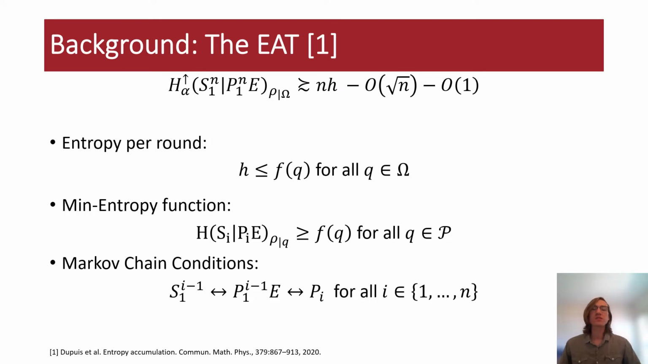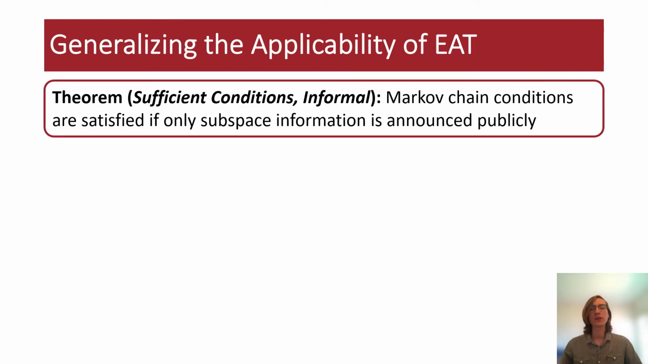And the one condition for this that you have to satisfy is you need it to look like a sequential protocol, and what that means is you really need these Markov chain conditions, because these capture the notion of being sequential. And in the device-independent setting, this is effectively trivial because all of the public announcements are independent of the state. But in the device-dependent setting, we often talk about the state. So for example, if I announce the vacuum, that tells you something about what the state was. And so we need to address this. And so what we prove is that the Markov chain conditions are satisfied if only subspace information is announced publicly.